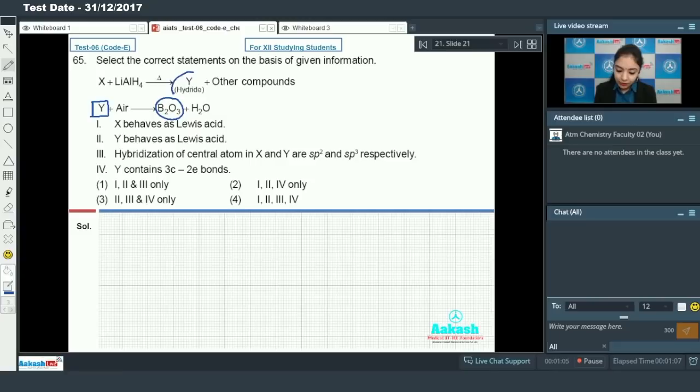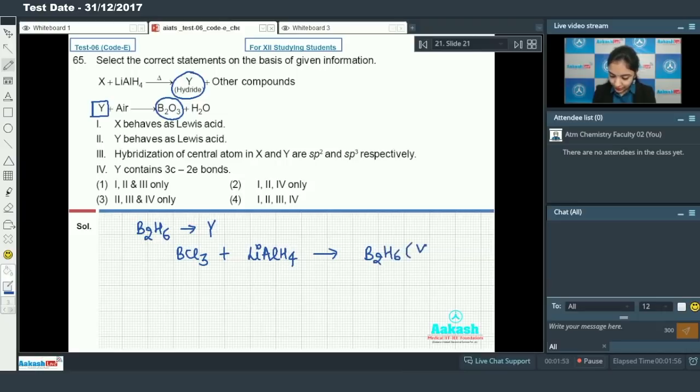Now it is given that Y is a hydride. You know which hydride boron forms, that is B2H6. So we can say that Y can be B2H6, and it is one of the famous reactions for the preparation of B2H6 when BCl3, that is boron trichloride, reacts with lithium aluminium hydride. So it gives B2H6. So this is the Y compound and this will be the X compound. Fine. So now we have identified both the compounds X and Y.